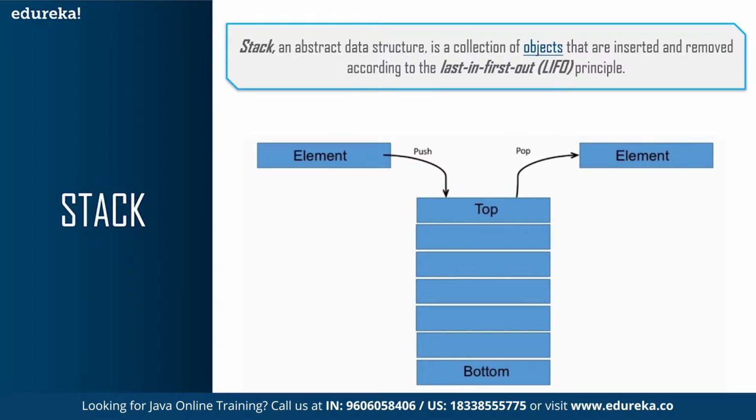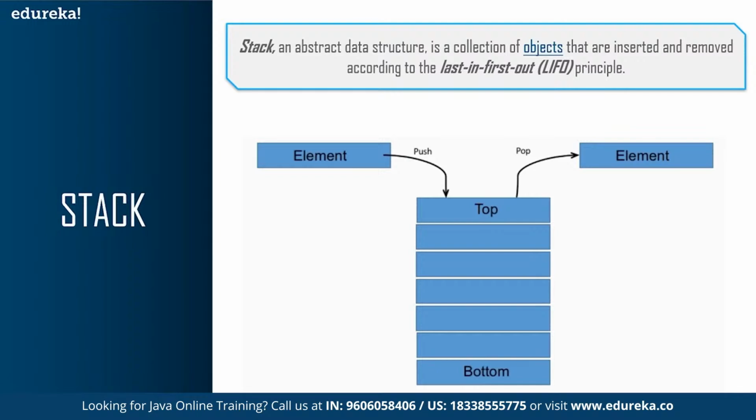So you can see here, this is a bottom element and this is a top element. When you push the element into the stack, it goes on top of the bottom, and the last element, that is the top element, can be popped out. Once the top element is popped out, the next element available in the stack can be popped out, but the bottom element cannot be popped out first. Understood? So this is how it works.